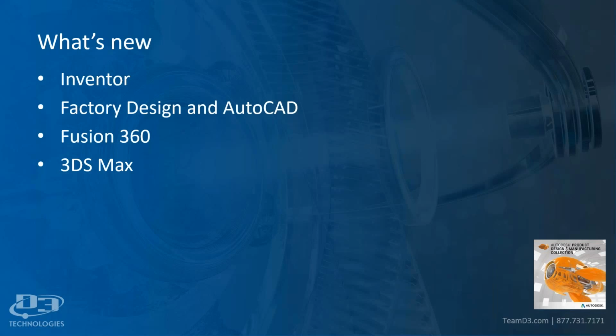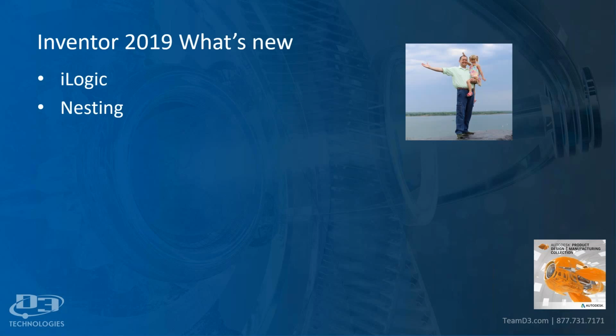So we are going to jump into our what's new. The layout for what we're going to do on what's new: the first thing that we will jump into will be Inventor what's new. The second one will be factory design along with AutoCAD. The third product that we'll be looking at will be Fusion 360, and we'll round that out with 3ds Max. With that, I'm going to make Dan presenter. Dan is going to talk about a couple things inside of Inventor for 2019, which are improvements on iLogic and the nesting utility. Let me go ahead and make Dan presenter.